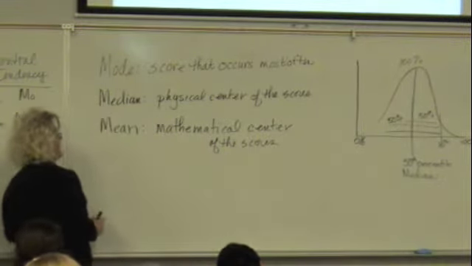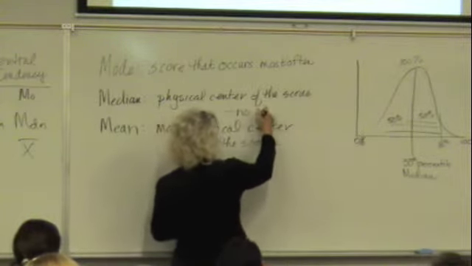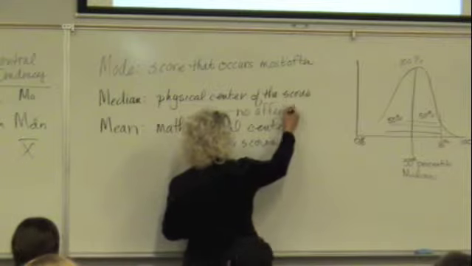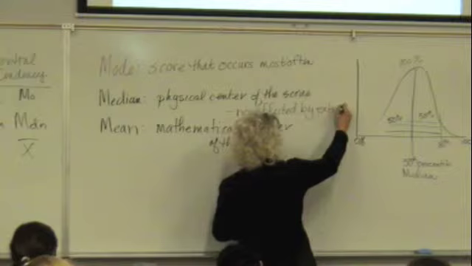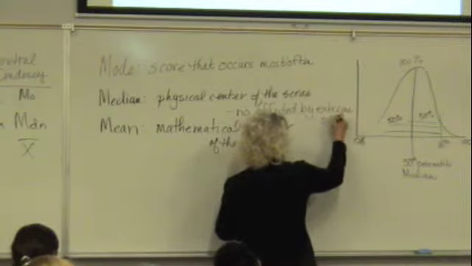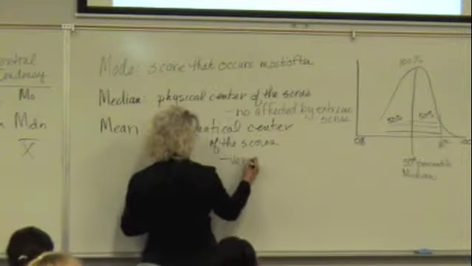So the median is not affected by extreme scores or outliers, where the mean is very affected.